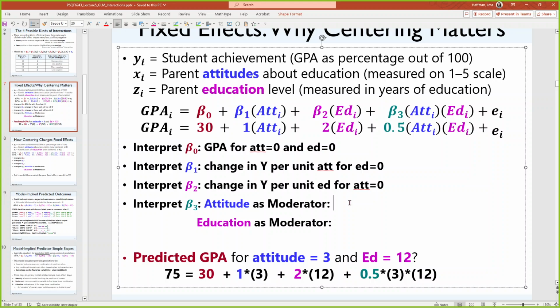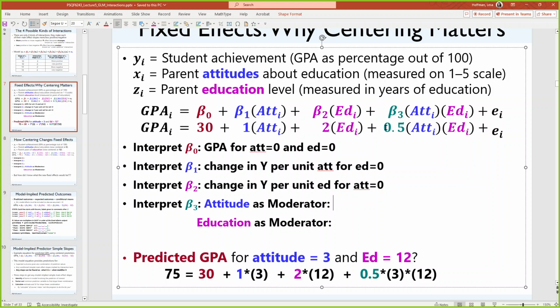Okay, now the interaction term. Which pattern is this? If I talk about attitude as the moderator and I'm focusing on the slope of education, the interaction term is 0.5, the slope of education is 2. So the interaction term is taking the education slope and doing what to it? Increasing it, and it was positive to begin with. More positive. So we got the pattern right.